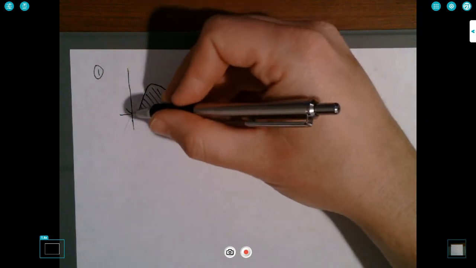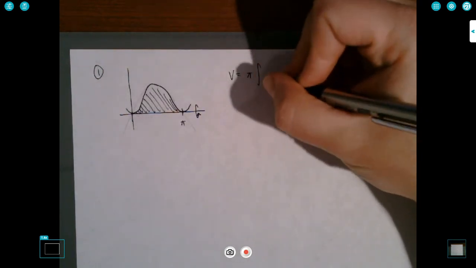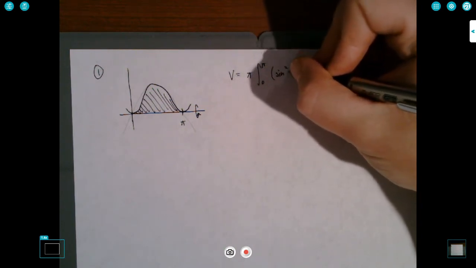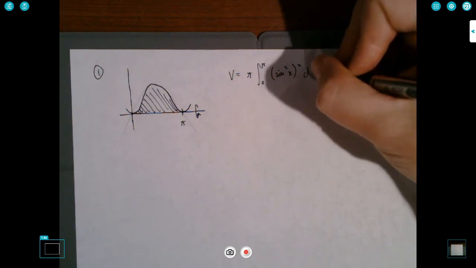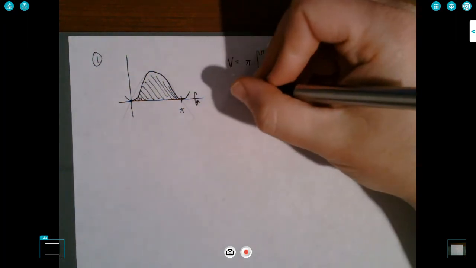So the volume is going to be pi times radius squared. Add them all up between 0 and pi. So it's going to be pi times radius squared. Okay, so there's the volume, disk method. So then you get a sine to the fourth, right?